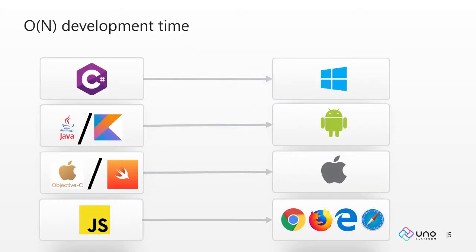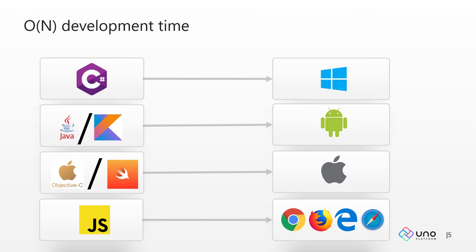The so-called traditional approach to developing cross-platform applications would be to build a native application for each platform separately. So if you want to build an application for Windows, you will have to use C# and build it in UWP, WPF or WinForms. If you want to target Android as well, you will need to use Java and Kotlin. For iOS, you will need Objective-C and Swift. And for the web, you will use JavaScript and the many frameworks that are available there.